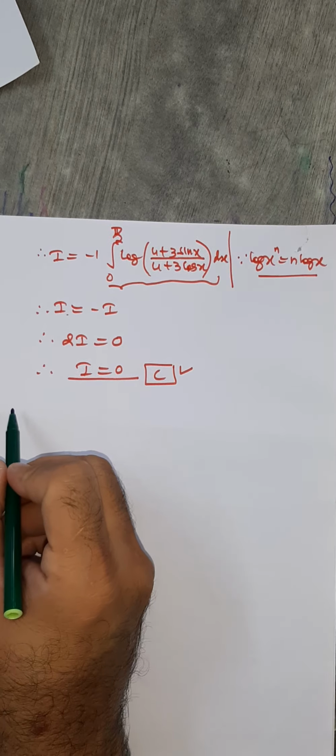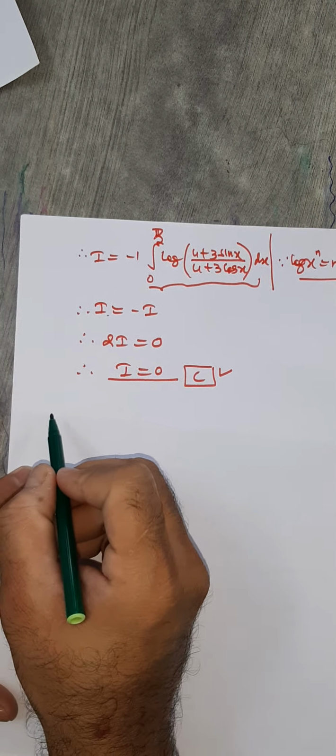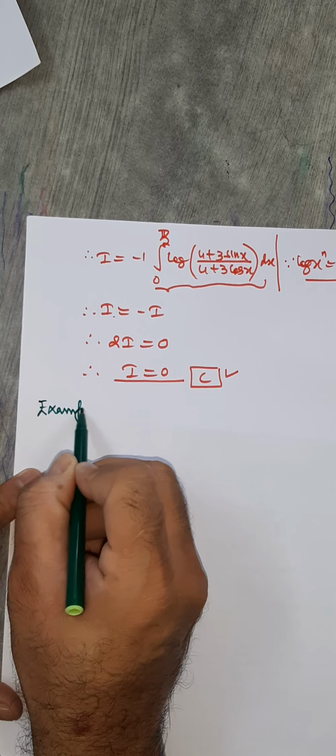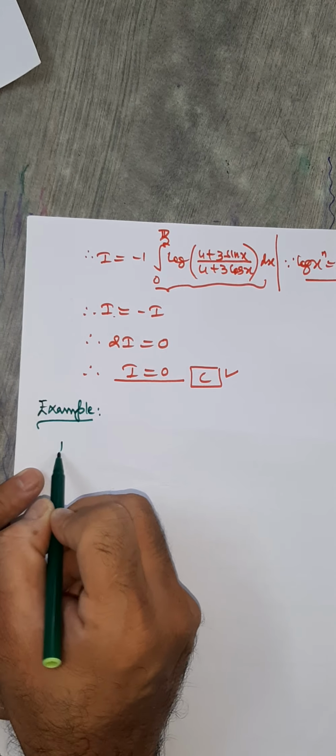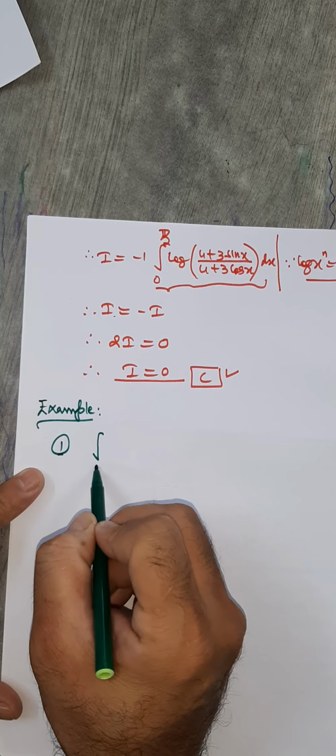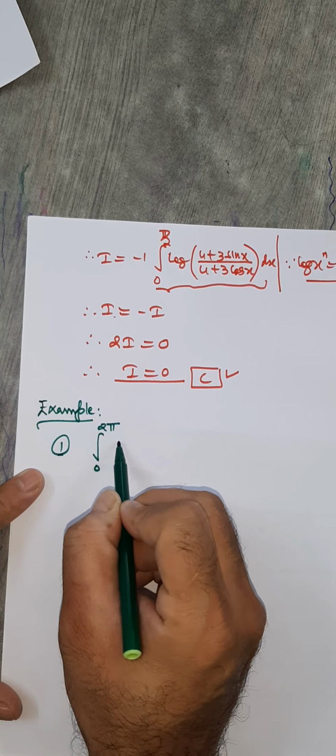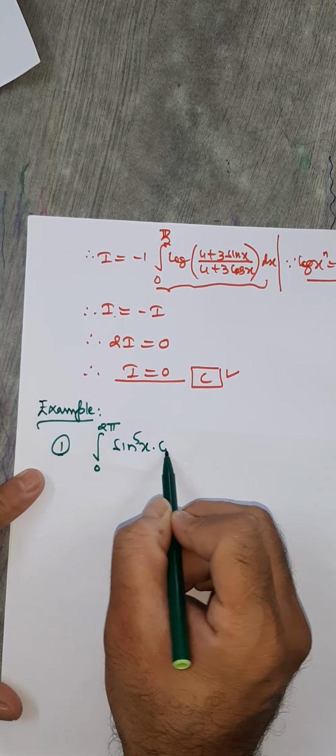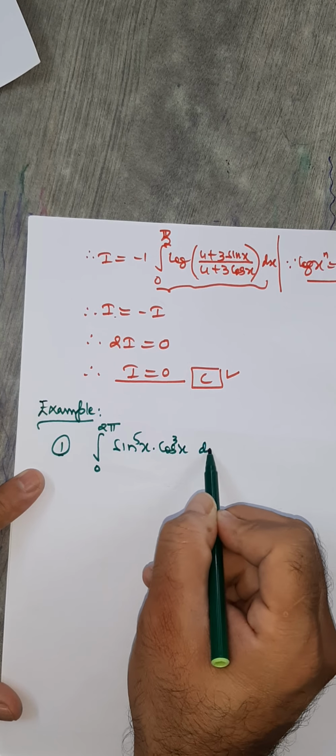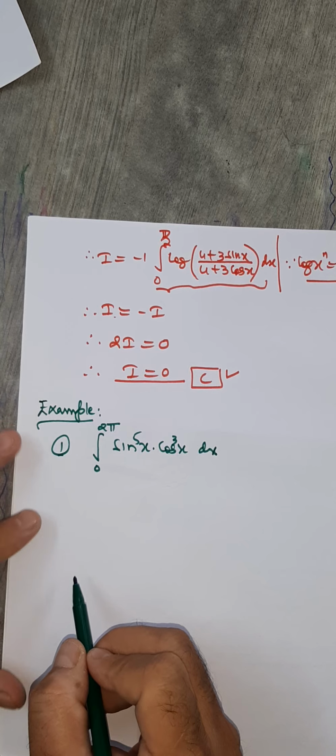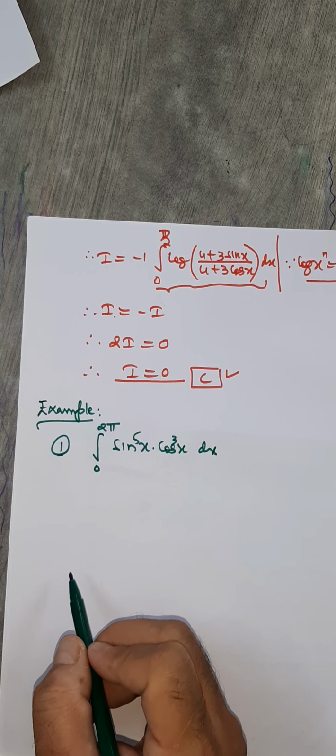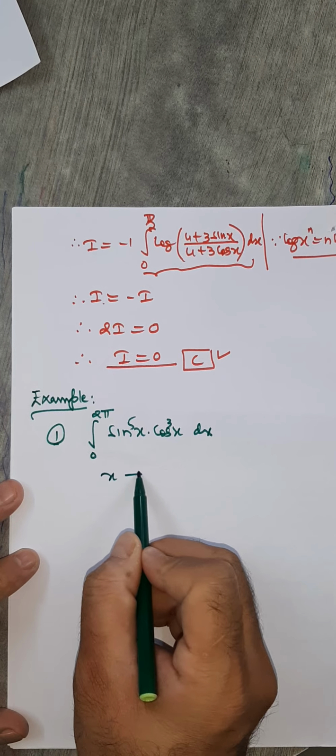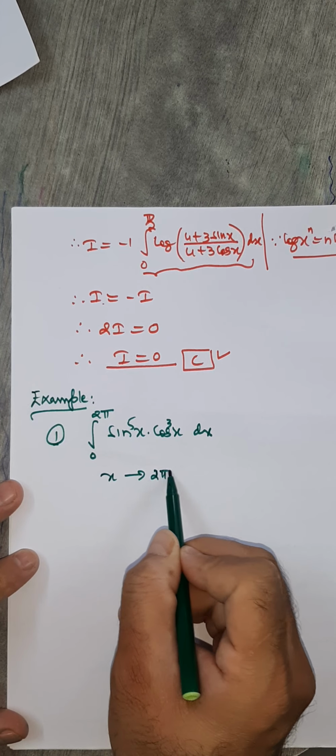Let's do some extra examples based on these properties. Example 1, let's evaluate this integral, 0 to 2 pi sine raised to 5 into cos cube x dx. Now as an indefinite integral this becomes difficult, but we use that property. Replace x by 2 pi minus x.